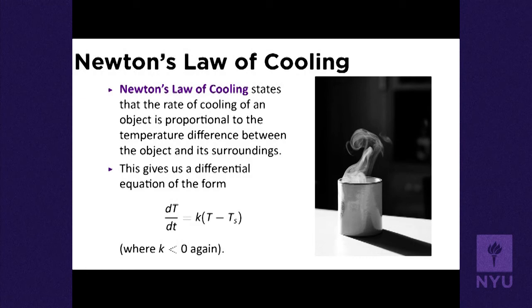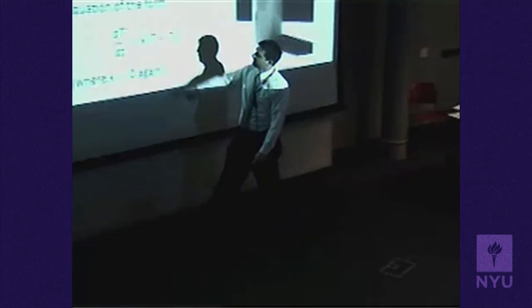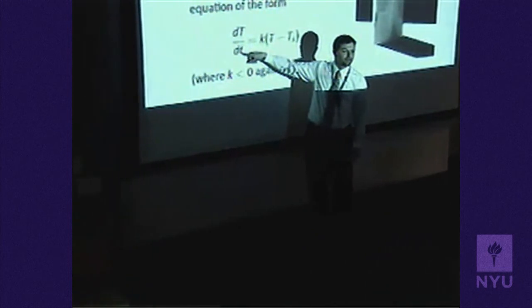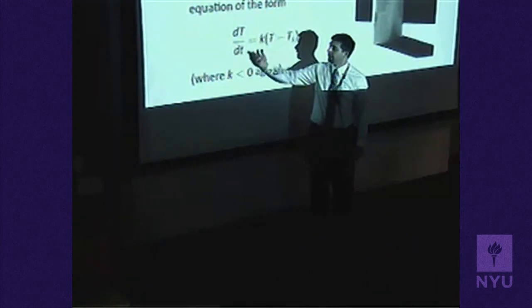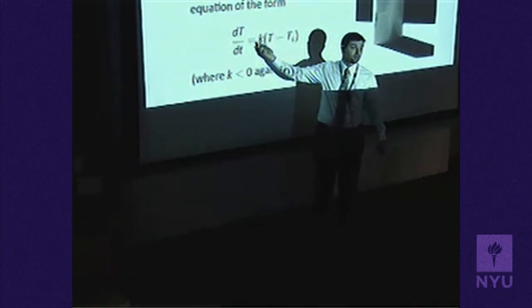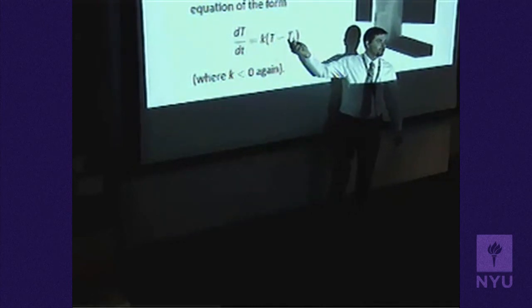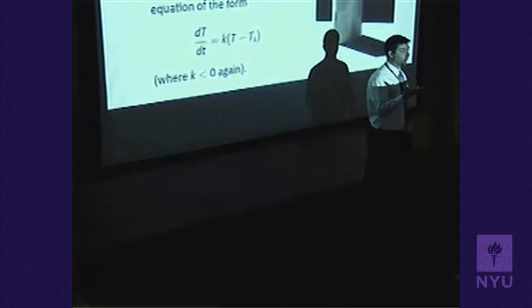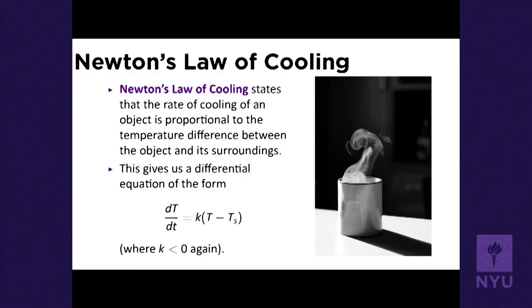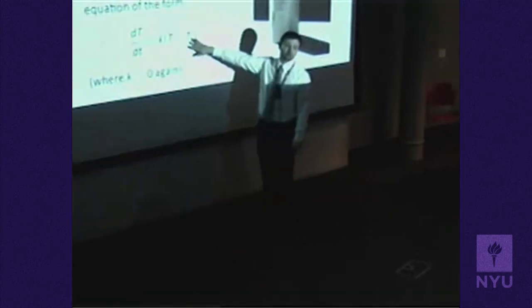Now, what that means mathematically is that the change in the temperature of the object that's cooling is proportional, that is a constant multiple, of the difference between the temperature of the object and the temperature of the surroundings. That's what I said in words, and this is how we would write it in mathematical symbols. The derivative of the temperature function is a constant times the difference between the temperature function and a constant temperature of the surroundings.